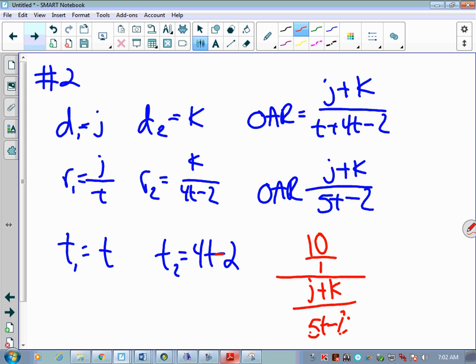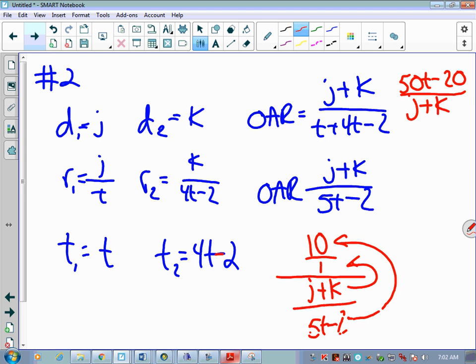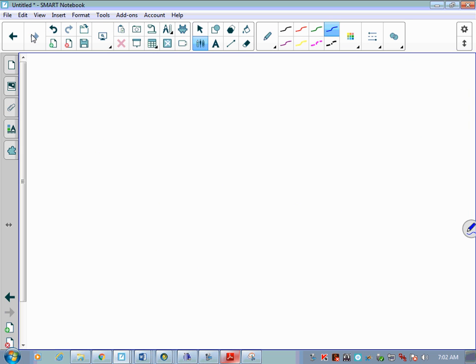means we would multiply by the reciprocal. So for our final answer, we distribute the 10 to the 5t minus 2, which would be 50t minus 20, over j plus k. Our question is in seconds, so our answer is 50t minus 20 over j plus k seconds. That's our answer.